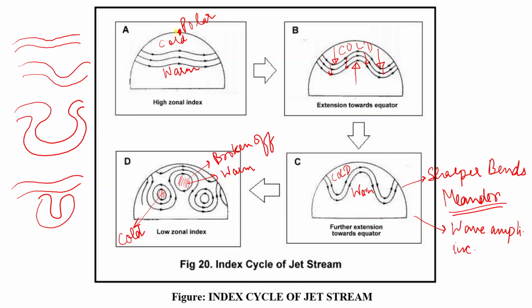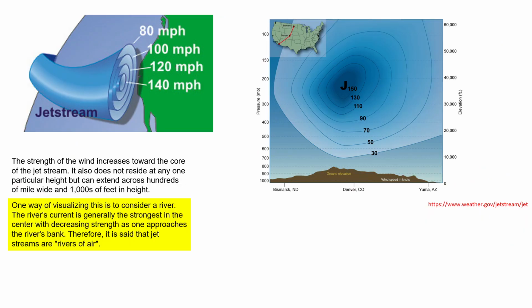As these waves are formed in the jet streams, which are normally horizontally moving winds, these waves which are formed are called Rossby waves. So remember this, that these Rossby waves are the waves which are formed when the jet streams start to meander. So I hope it is clear.